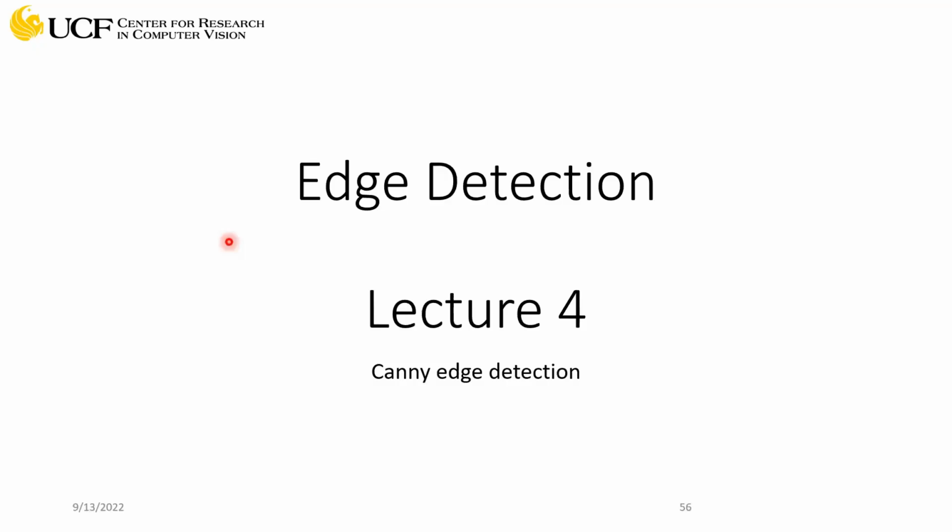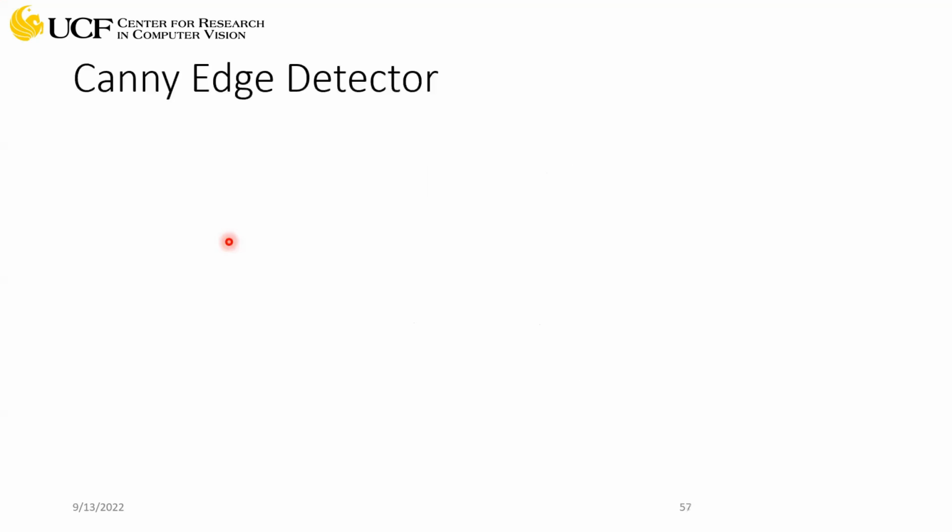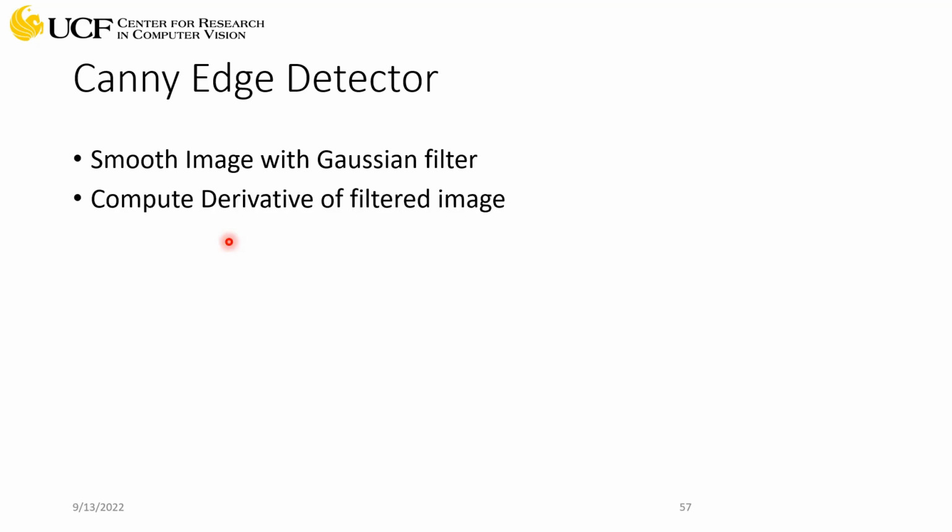So the next part of this lecture is Canny edge detection. Let's quickly go over the steps we have in this edge detector. Same as the previous algorithms, we will first smooth the image, and again, we are using a Gaussian filter here. Then we use the first order derivative to find the edges. Like in Marr-Hildreth, we saw the second order derivative, but again, we moved back to the single order derivative.